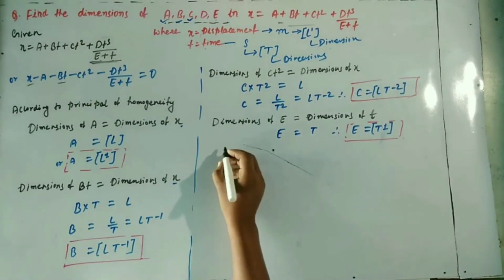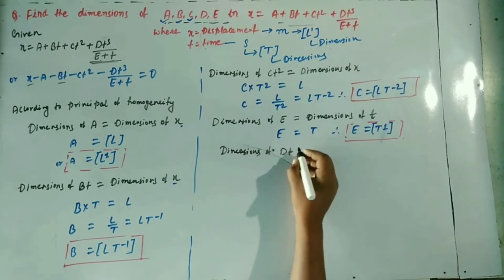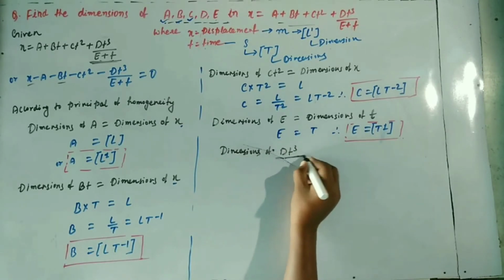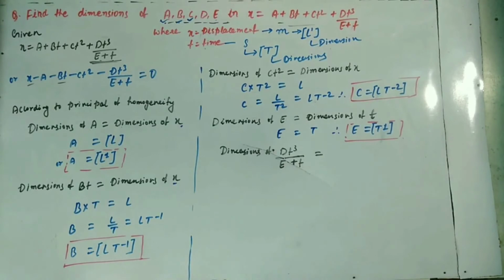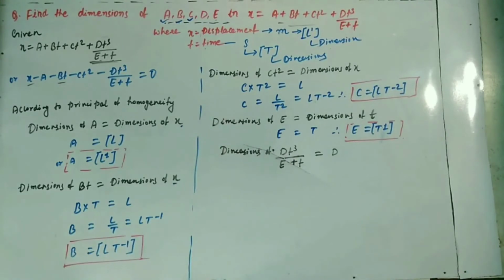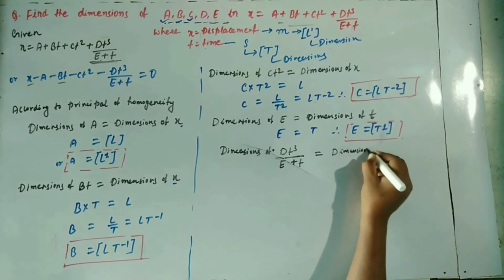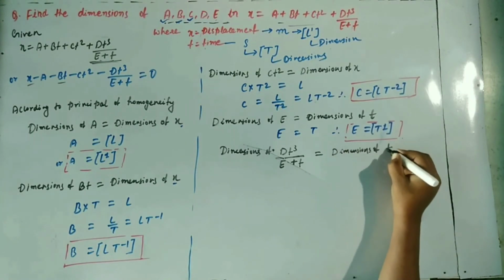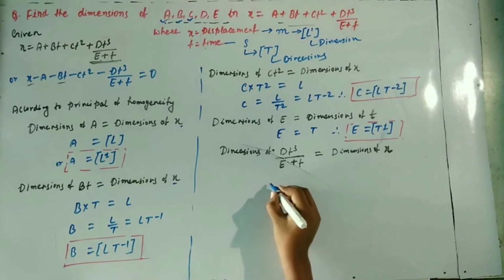Now for the dimensions of D. The dimensions of dt cube by E plus T equal the dimensions of any term: the dimensions of x, of a, of bt, or of ct square. So we write the dimensions of x. So the dimensions of dt cube by E plus T equal the dimensions of x.